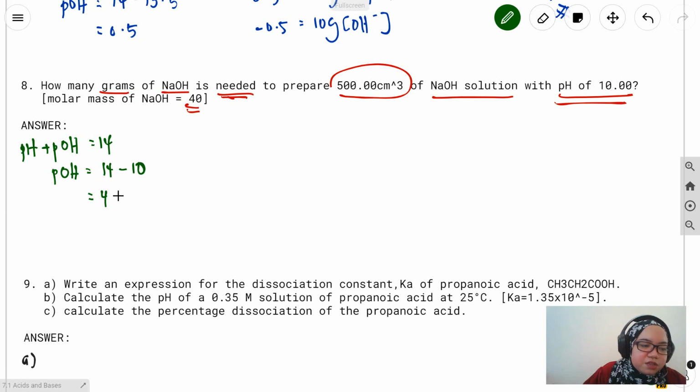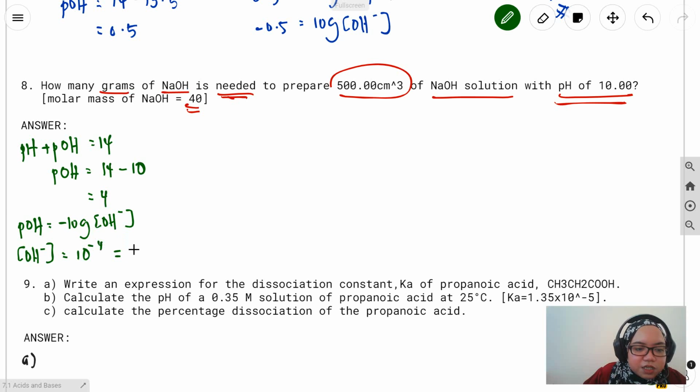Okay? Alright, so we can find the concentration of OH minus here. We know that pOH is equal to negative log OH minus. So OH minus here is equal to 10 to the power of negative 4. So we will get the concentration of OH minus is 1.0 times 10 to the power of negative 4 molar.